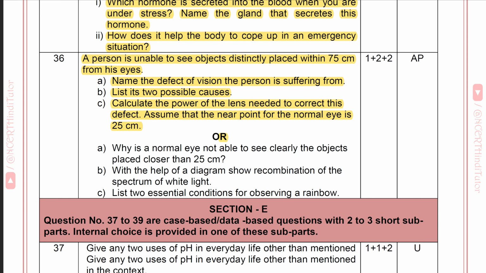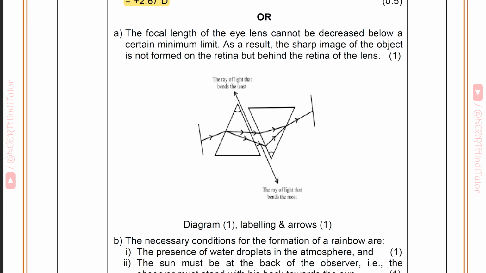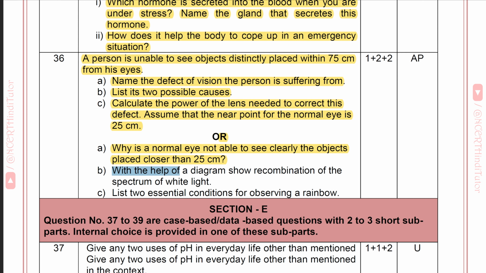Or A. Why is a normal eye not able to see clearly the objects placed closer than 25 cm? Answer: the focal length of the eye lens cannot be decreased below a certain minimum limit. As a result, the sharp image of the object is not formed on the retina, but behind the retina. B. With the help of a diagram, show recombination of the spectrum of white light.